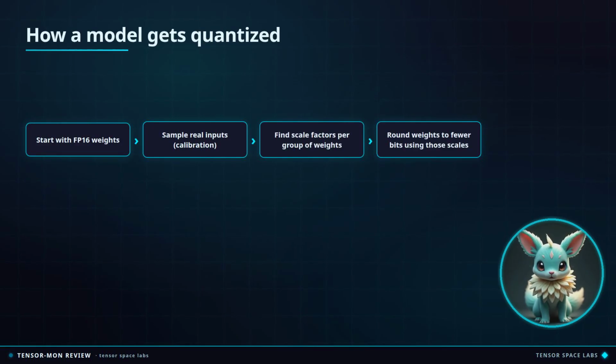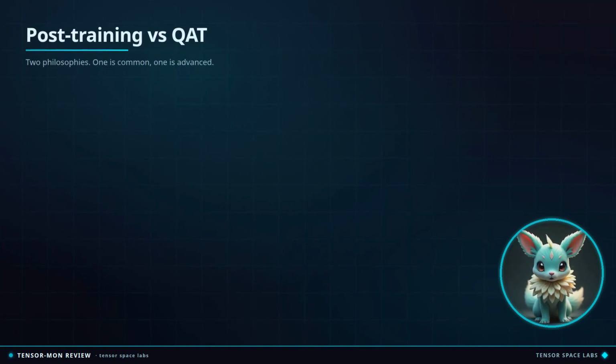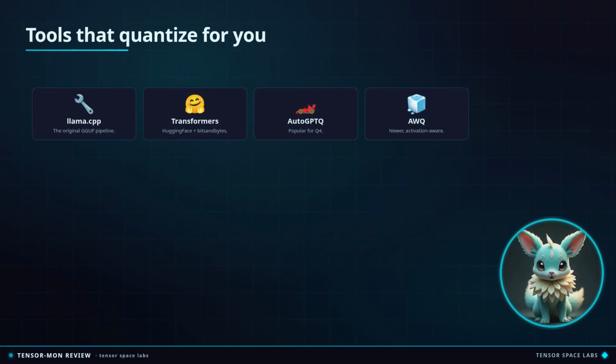The actual process, zoomed out. Start with the FP16 model. Feed it some real sample inputs and watch how the weights behave. Compute a scale factor for small groups of weights so they can be stored as small integers. Then round each weight to its scaled integer version. Done. 2 philosophies. Post-training quantization takes a finished FP16 model and compresses it after the fact. Fast, easy, what most people use. Quantization-aware training bakes the compression into training itself. Higher quality, but way more expensive. Stick with post-training.